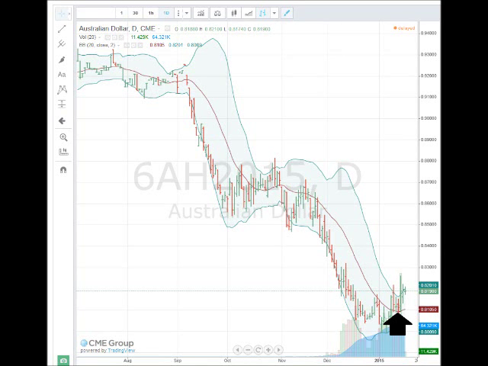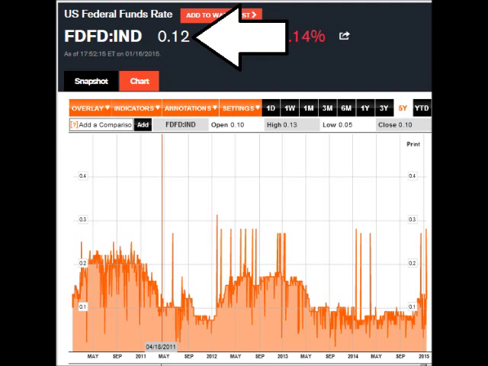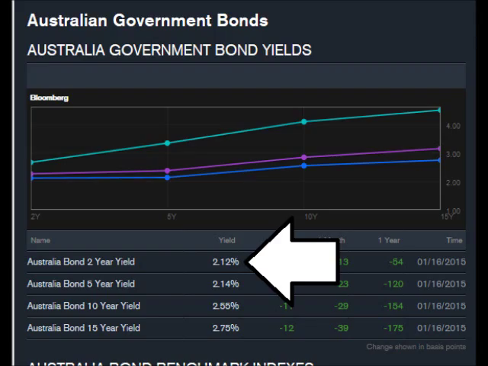In this report, I'm going to show you how to easily identify the trend in the Australian dollar, how to capture the interest rate differential between the U.S. bank borrowing rate of 0.12% and Australian dollar deposit rates, for example on the 2-year, currently yielding 2.12%.